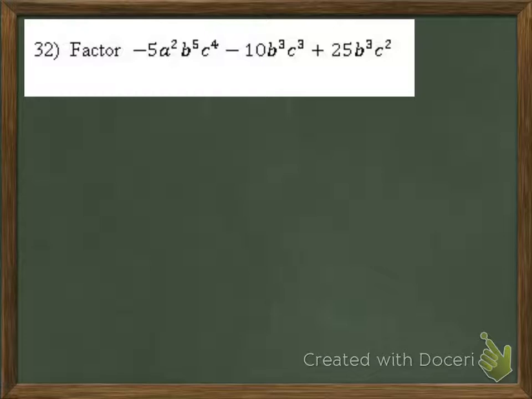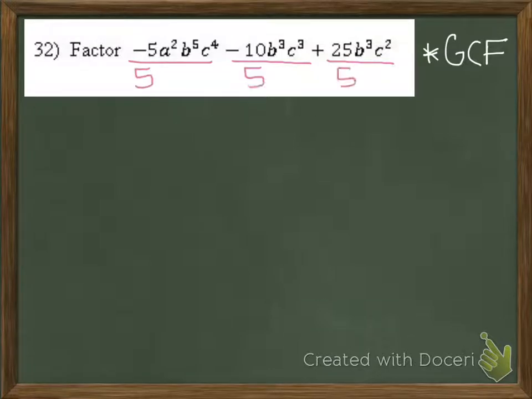On problem 32, we're asked to do the same thing. We want to factor this polynomial, and so we want to first take a look at if there's any greatest common factors. Looking at each term, each coefficient is divisible by 5. They don't all have a's in the term, so we can't factor out any a's. But they do all have b's. We can factor out b cubed.